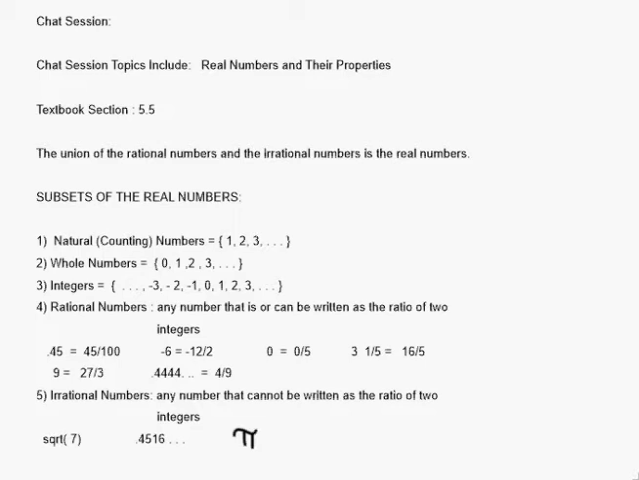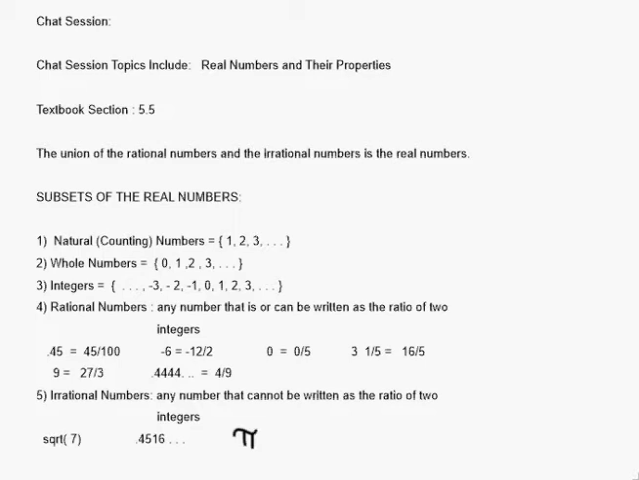Rational numbers are any number that is or can be written as the ratio of two integers. So 0.45 can be written as 45 over 100. Negative 6 can be written as negative 12 over 2. 0 can be written as 0 over 5. 3 1/5 can be written as 16/5. 9 can be written as 27/3.